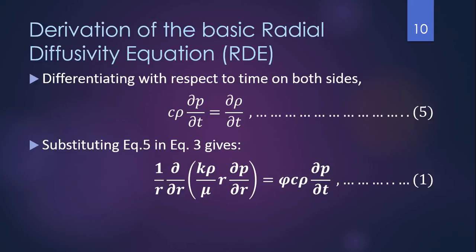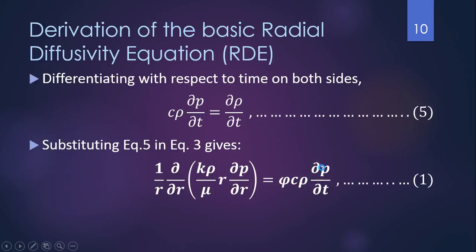But the thing to see here is that the dependent variable is p, and the independent variables are r and t. The reason this equation is non-linear is that ρ, the density, and in some cases the porosity also, is implicitly dependent on p, the pressure. So now we will need to linearize the equation.